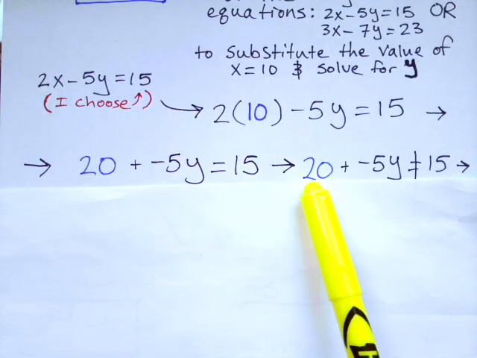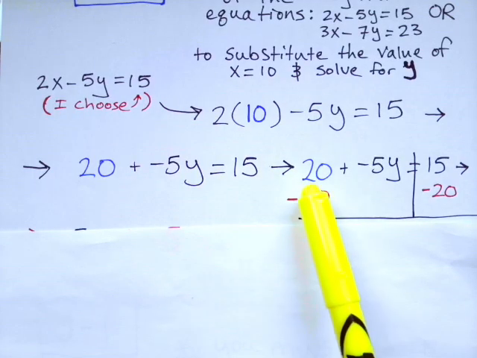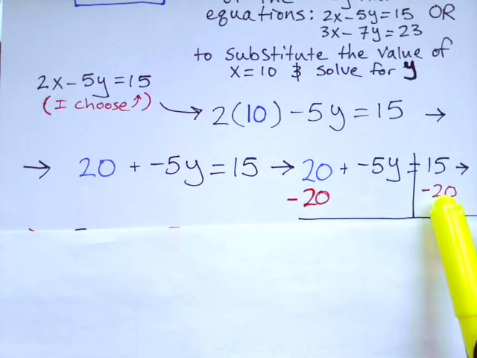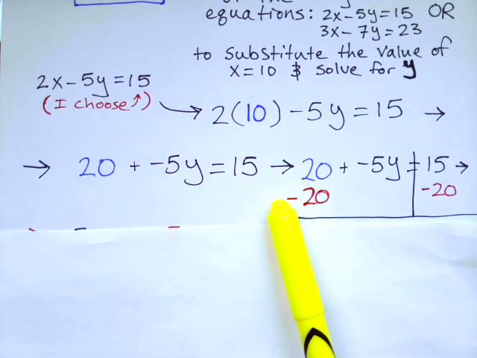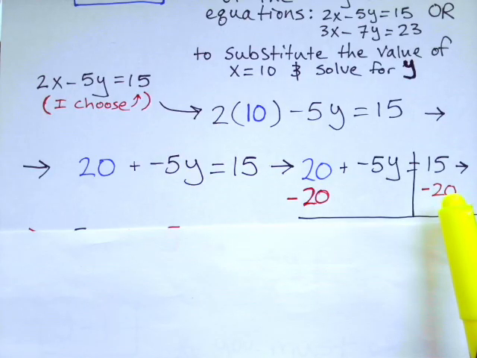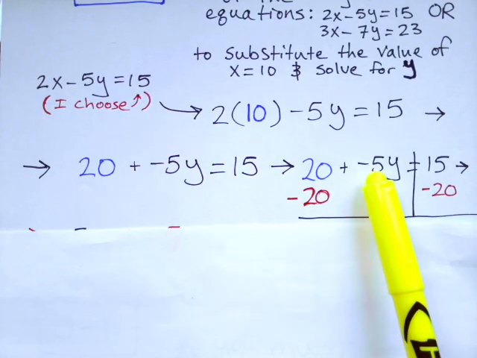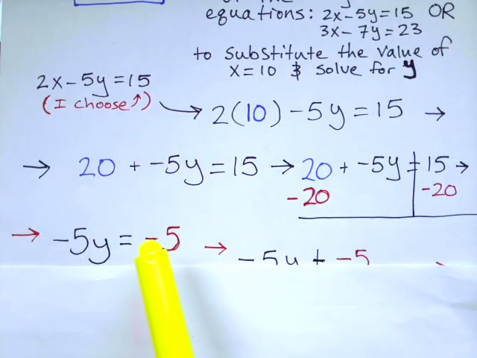So what's the opposite of a positive 20? Negative 20, or subtracting 20. But what you do to one side of the equal sign, you have to do to the other side as well. So that 20 minus 20 becomes 0. 15 plus a negative 20 is negative 5. I'm left with negative 5y equals negative 5, like you see here.